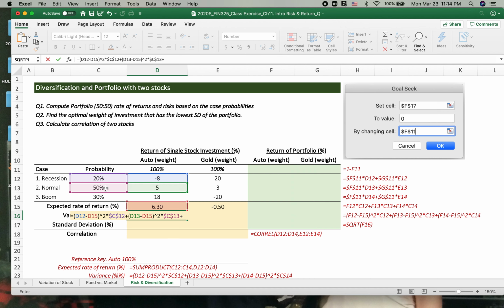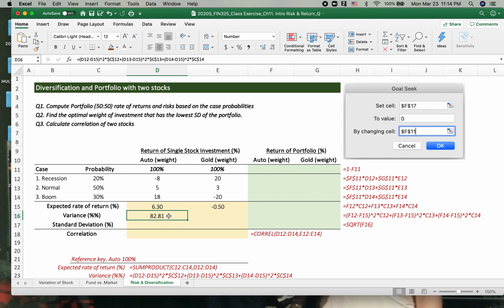and plus the distance of the boom case of the rate of return, 18% minus 6.3 to the power of 2 to remove the negatives and times now the boom case. So we got the variance 82.81, and then let's just drag. 204 is the variance, but the variance is not a perfect risk measurement.